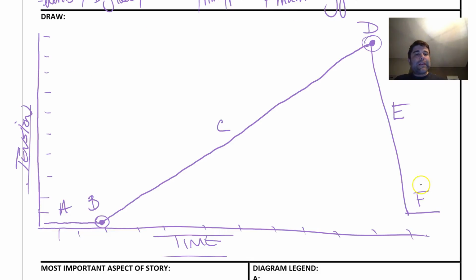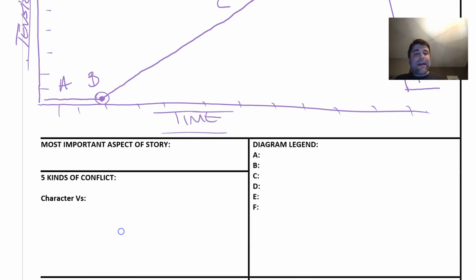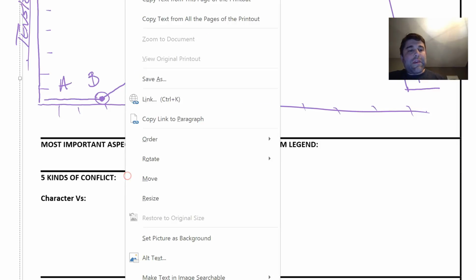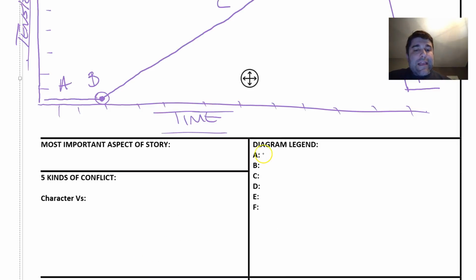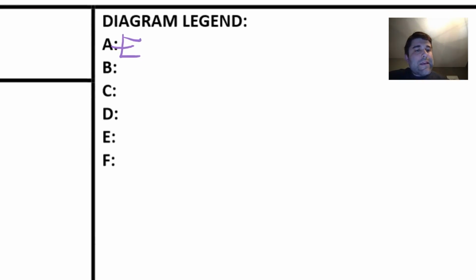So we're not going to clutter up this diagram. It's actually quite a nice diagram, but I'm going to label each of these items down here in the legend. Letter A is what is referred to as the inciting, sorry, not the inciting incident. It's the exposition. I'm going to make this a little bit bigger here so we can see it. It's the exposition.